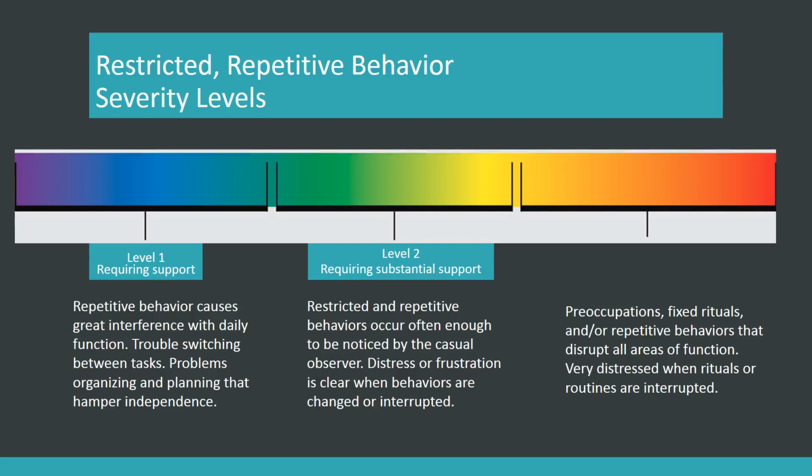Level 2, requiring substantial support. Restricted and repetitive behaviors occur often enough to be noticed by the casual observer. Distress or frustration is clear when behaviors are changed or interrupted.